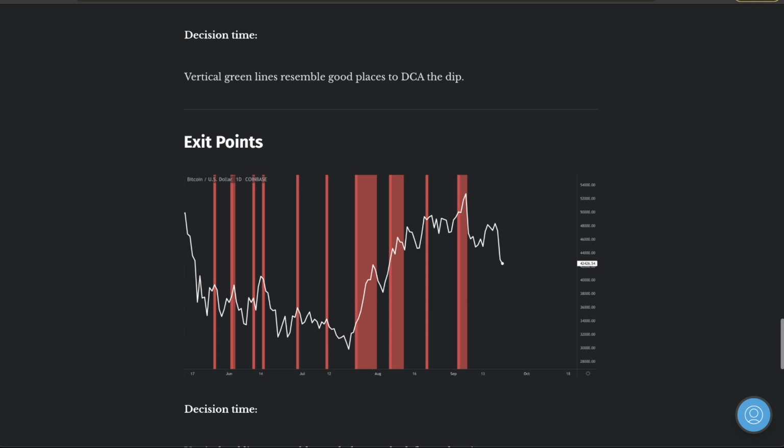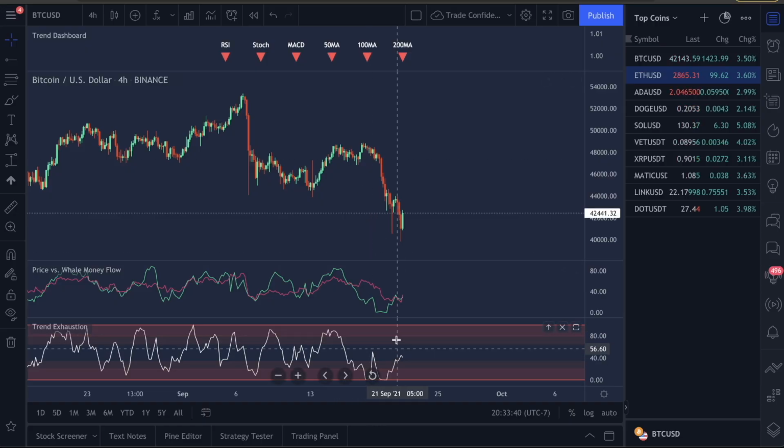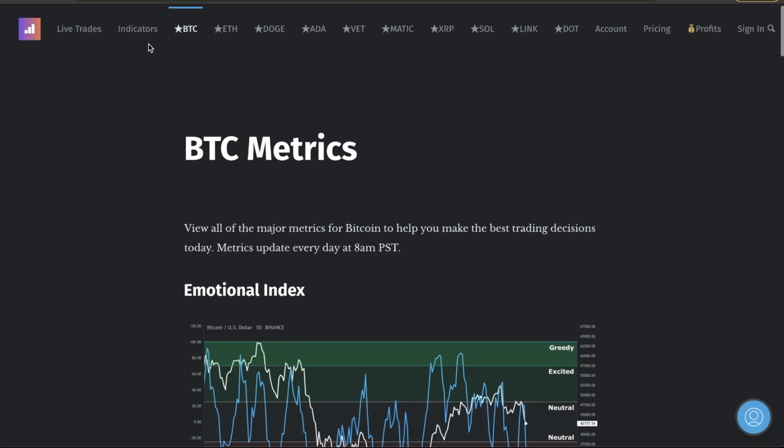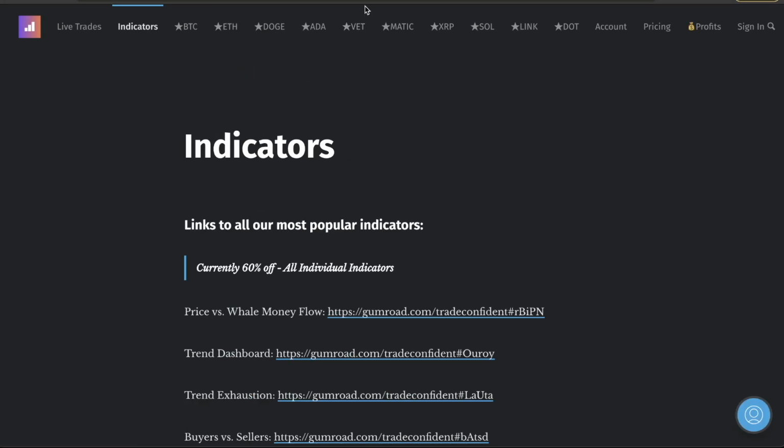Now let me show you this one other thing before I let you guys go here, and this is how I use the trend exhaustion and the price versus the well money flow indicator to call profitable exits. And I do this more than anything else on the channel, so I really highly suggest you guys do get the trend exhaustion and the price versus well money flow, and you guys can find this over on the website if you simply just go to indicators right here.